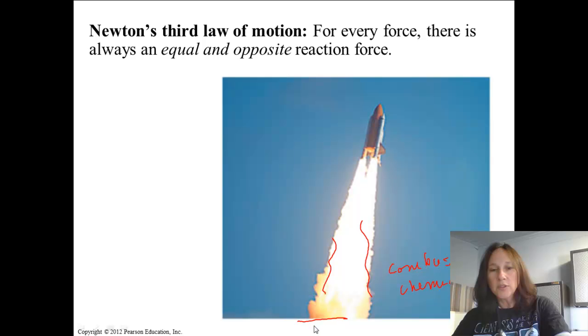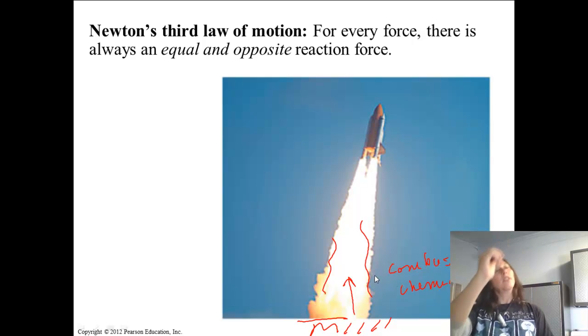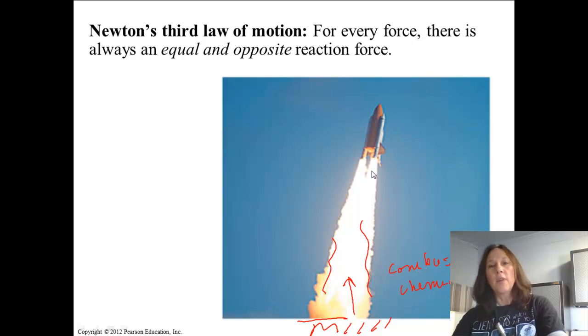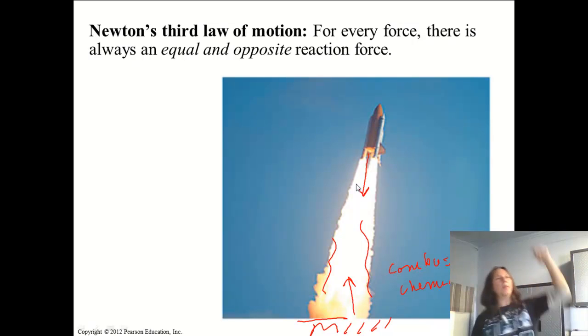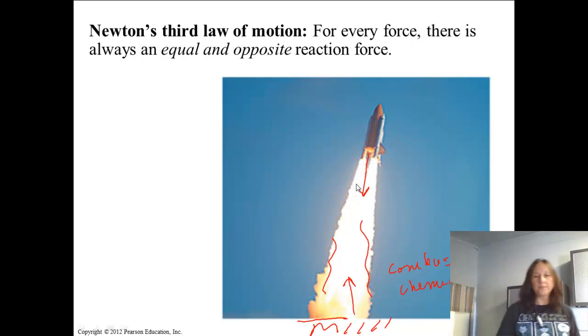So if I put the Earth's surface down here, we have a crazy great force when you burn that hydrazine or whatever, going like that underneath the rocket that's carrying the space shuttle. And then we have an opposite and equal reactive force from the space shuttle down. So we have that one going up and that one going down, and they're equal and opposite. So it's that thrust actually using Newton's third law of motion to move it up.